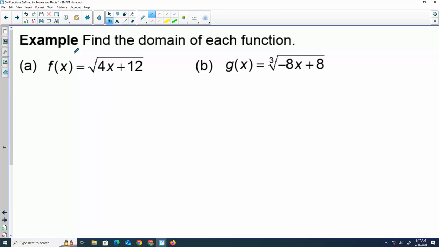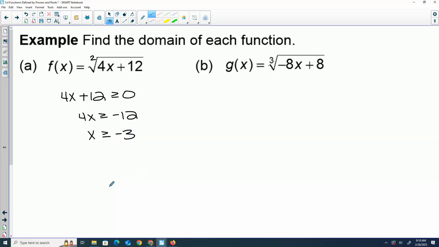So when I look at the first one, if there's no index, a number outside the radical, then we know it's a square root. 2 is even. If you have an even root, then we know the thing under the radical is greater than or equal to 0, because it has to be positive. So if we solve that, 4x is greater than or equal to -12. So x is greater than or equal to -3.